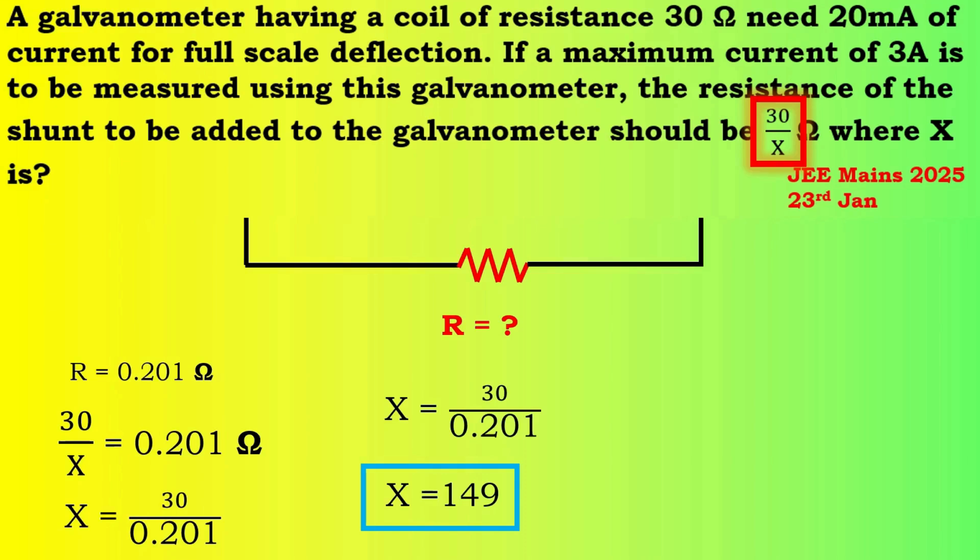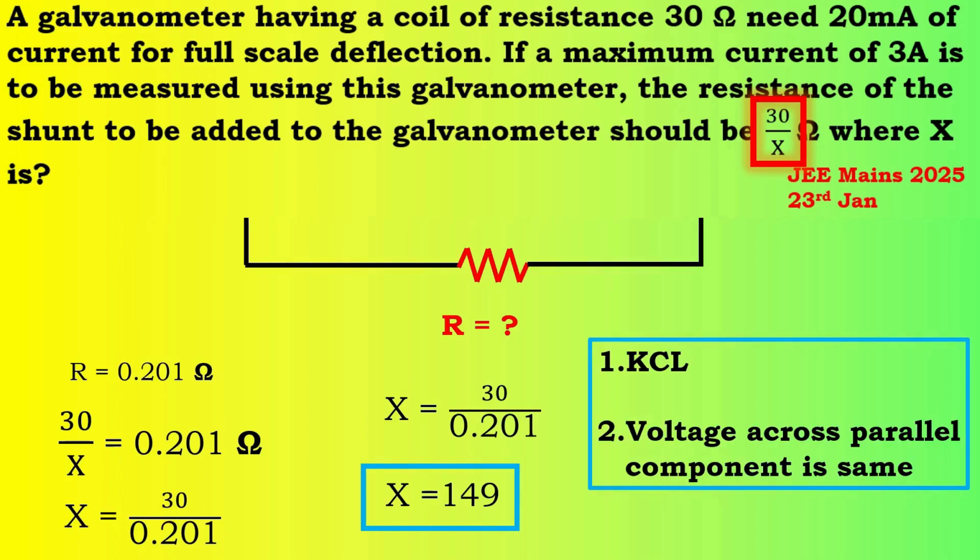The beautiful thing about this question was, we solved the entire problem using only 2 ideas: Kirchhoff's current law at the junction and equal voltage across parallel branches. Once these 2 concepts become clear in your mind, galvanometer conversion questions become extremely easy.